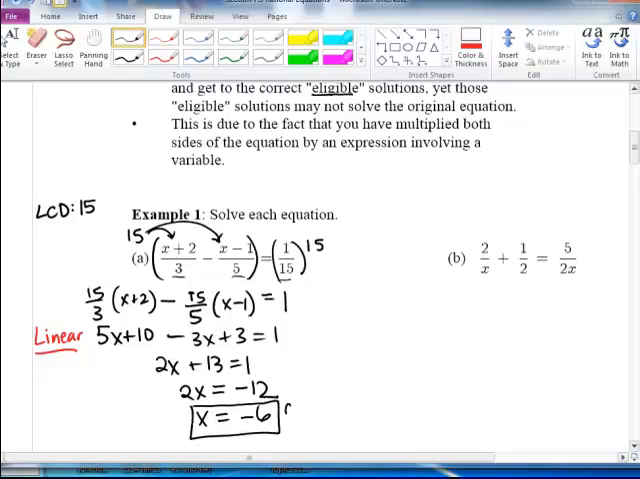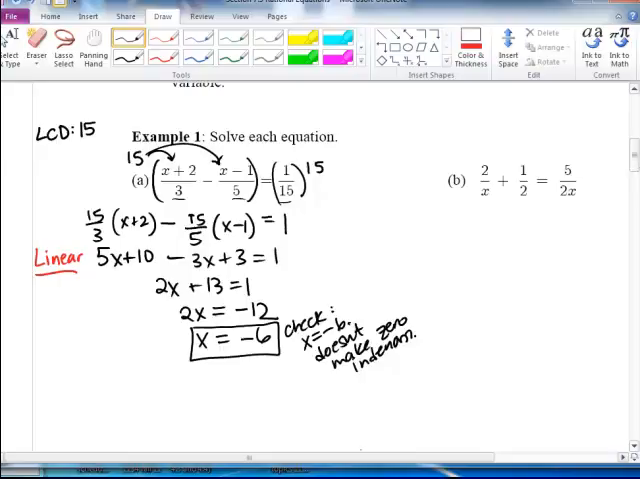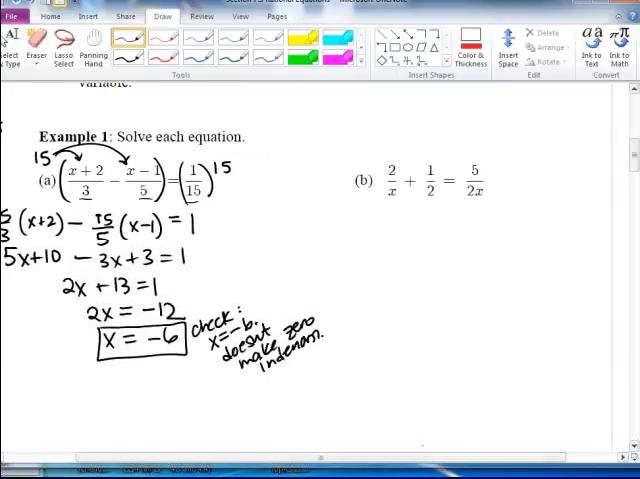And then we check, and if we put negative 6 in, that doesn't make any denominators 0. So it's an actual solution. In a few of the later examples, we'll see when we have a proposed solution that does not actually solve the equation.